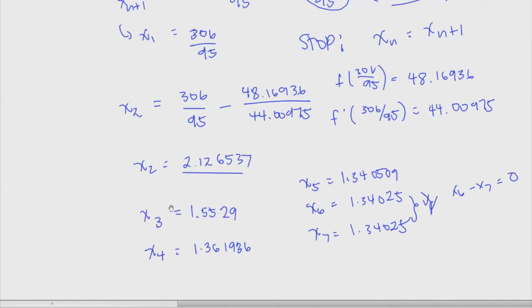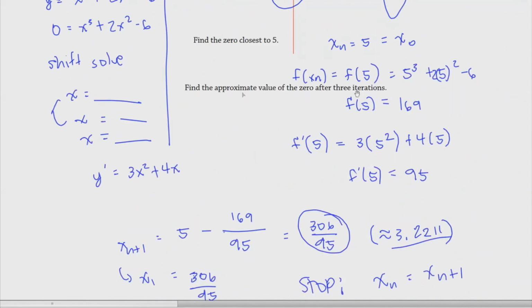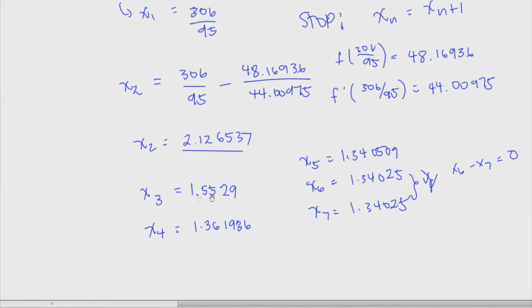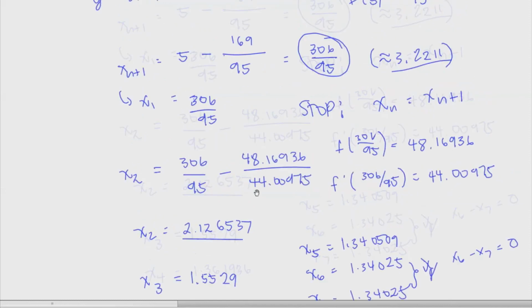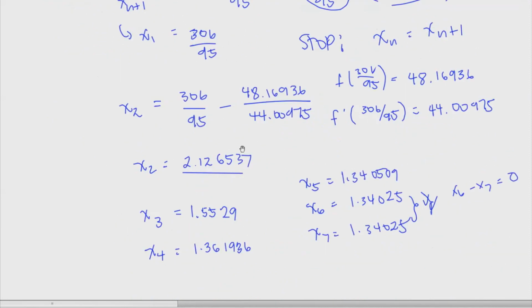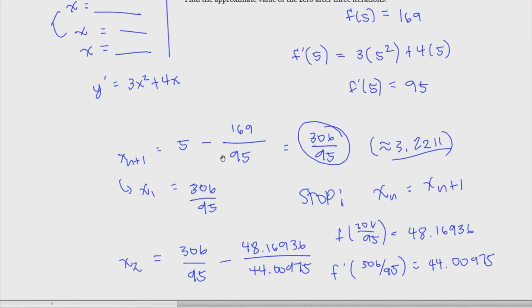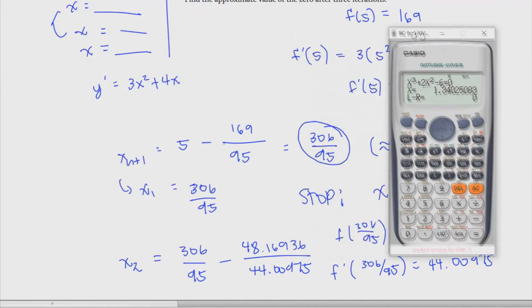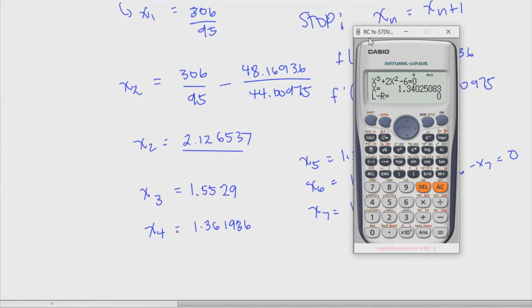the answer should be 1.5529. So after 3 iterations, the approximate 0 of the function is 1.5529, and as you can see here, it's not the exact answer because the exact answer is obtained at x sub 6, but the problem asks for this, so this should be your reported answer. Okay, and to do that in your calculator, because your calculator will just give you an answer that is actually the last, meaning that's the exact answer.